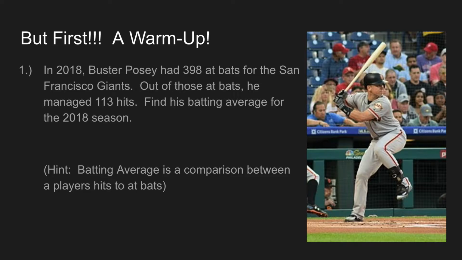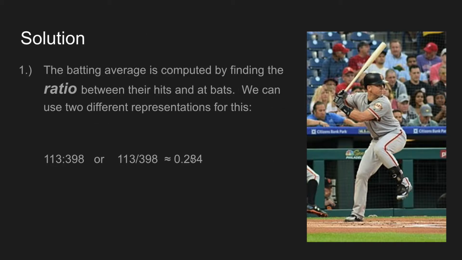So in 2018, Buster Posey had 398 at-bats for the San Francisco Giants. Go Giants. But out of those at-bats, he managed 113 hits. Find his batting average for the 2018 season. Batting average is a comparison between what a player hits to the number of at-bats that they have. How we calculate this is we use a ratio between the total number of hits and the total number of at-bats.